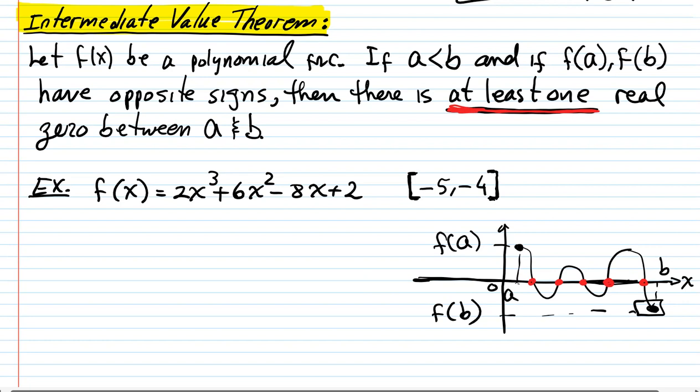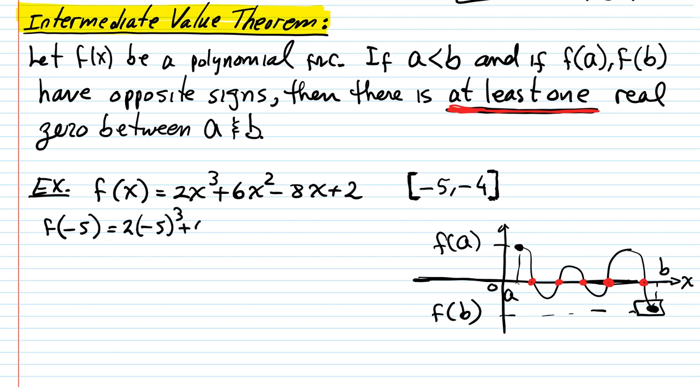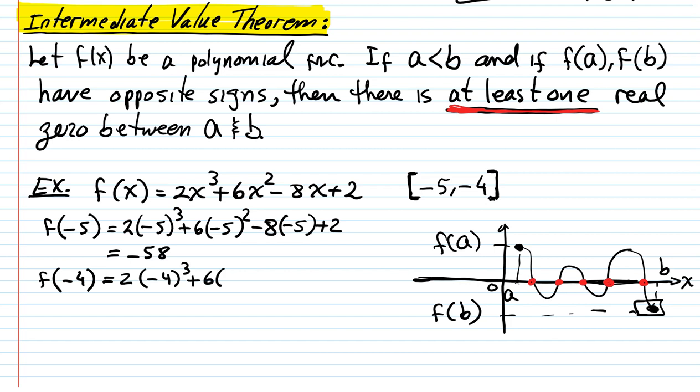So let's try it for this made-up example of mine. We want to show that there is a zero between -5 and -4. So we're going to do f at -5, and that's 2 times -5 cubed plus 6 times -5 squared, and -8 times -5 plus 2. This ends up being -58 if I calculated it correctly. And then let's do f at -4. Again, the same process: 2 times -4 cubed plus 6 times -4 squared, and -8 times -4 plus 2. If I did the arithmetic correctly, I got that to be 2.